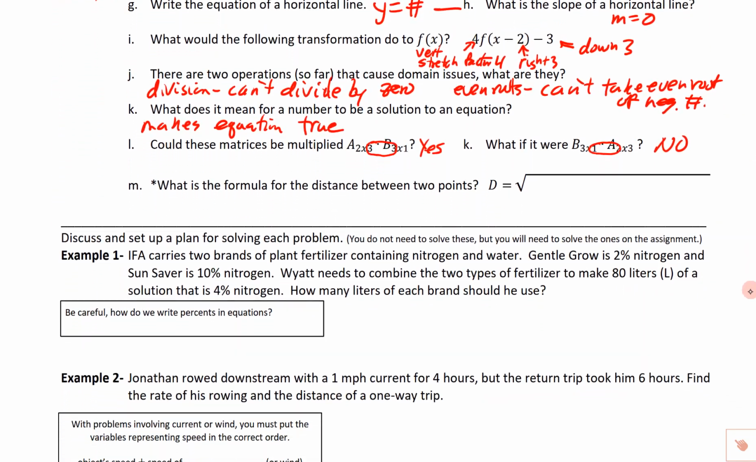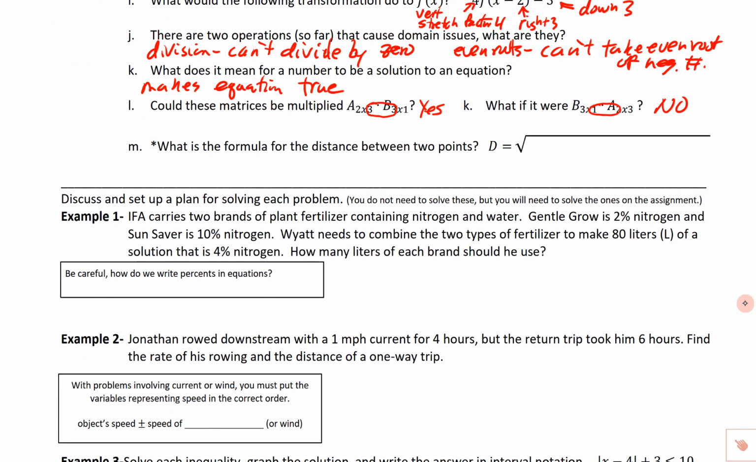Now, we haven't talked about this here. It's been a while since you saw this. You should have learned this last year, but if not, we are going to go over this again this year, how we develop this and how we use this formula. But the formula looks really complicated. It's really not too bad. It's based on the Pythagorean theorem.